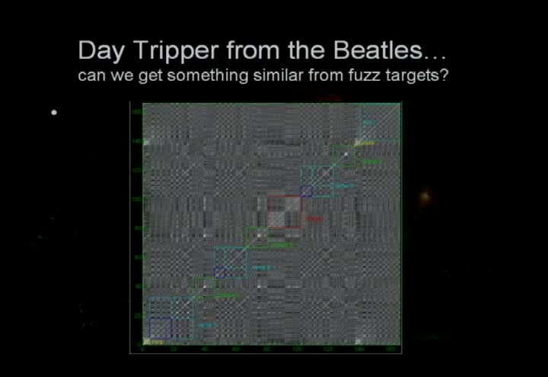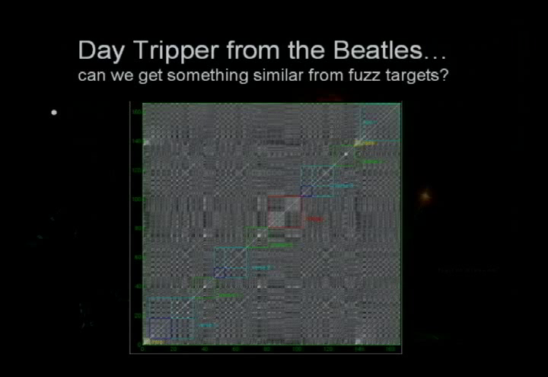You actually have each individual section. This is Day Tripper from the Beatles. And you actually get each individual section from the bridge to the verses. That's where all these little color sections are. They look substantially different. Can we get this out of targets of data that we might fuzz?